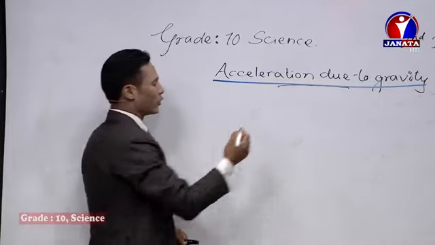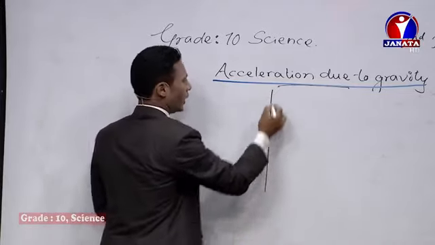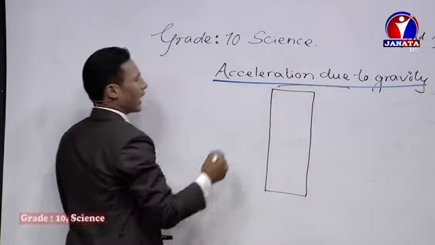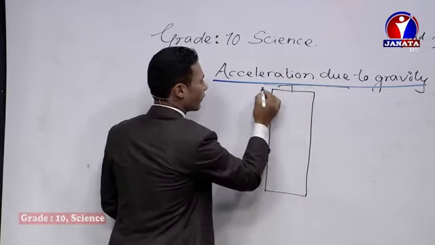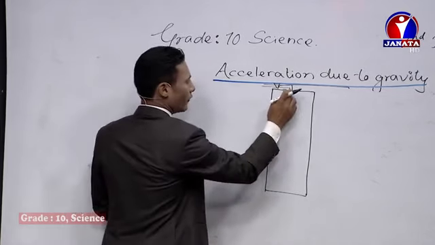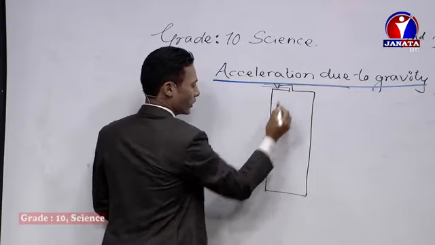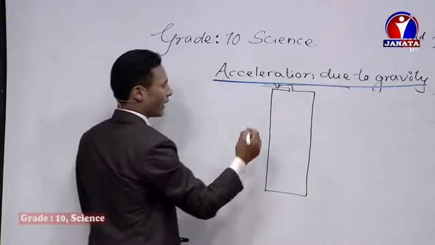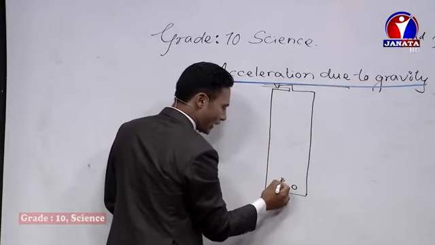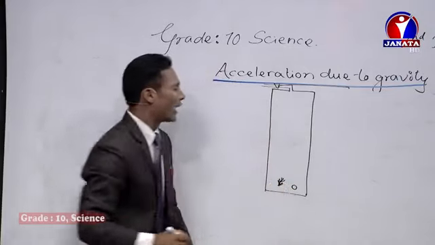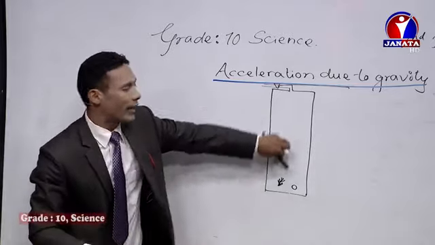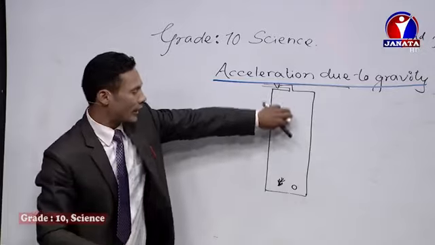So Robert Boyle took a long transparent tube, and there is one outlet which is for the vacuum, for evacuating this tube, right? The other one is sealed. He kept a coin and a feather inside it. So the coin and the feather are kept inside it. Initially it contained air.